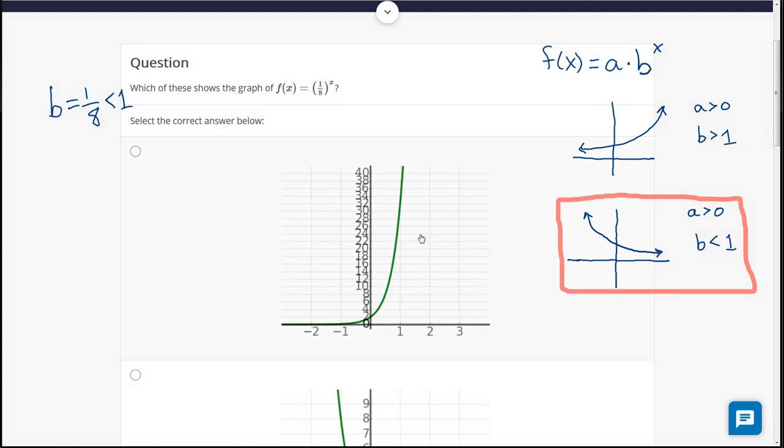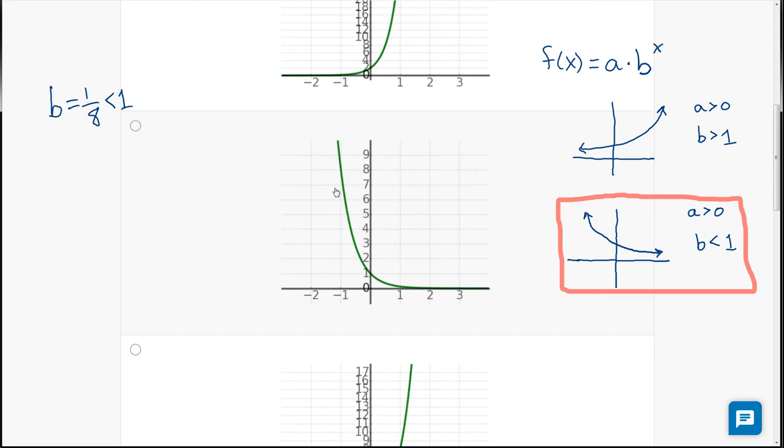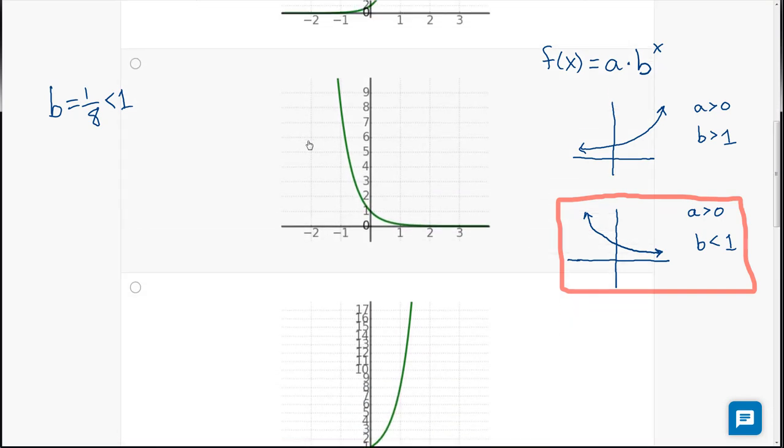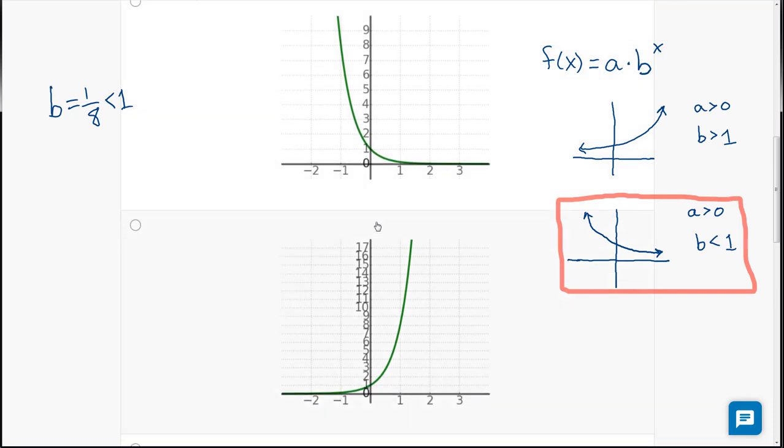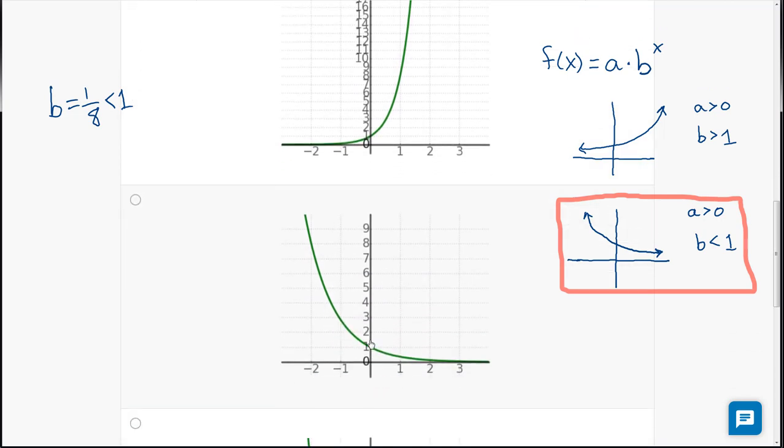So that rules out the first one, which is obviously not correct. The second one looks pretty good, so we'll hold that and think about it. The third one is obviously not correct because that's exponential growth. And the last one is also an exponential decay.